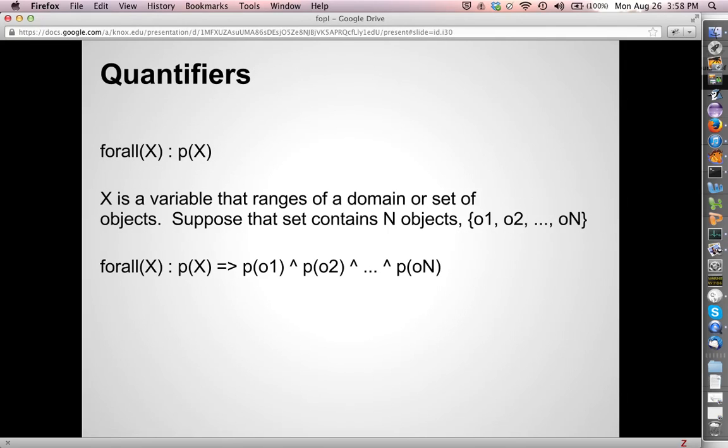So here we've got for all X, P of X. This means that X is a variable, and it's going to range over a domain that's a set of objects. Suppose that our set contains n objects, O1 through On. For all X, P of X is the same as saying P is true for O1, and it's true for O2, and it's true for everything all the way up through On. So for all X, P of X means that P is true for everything in that set.